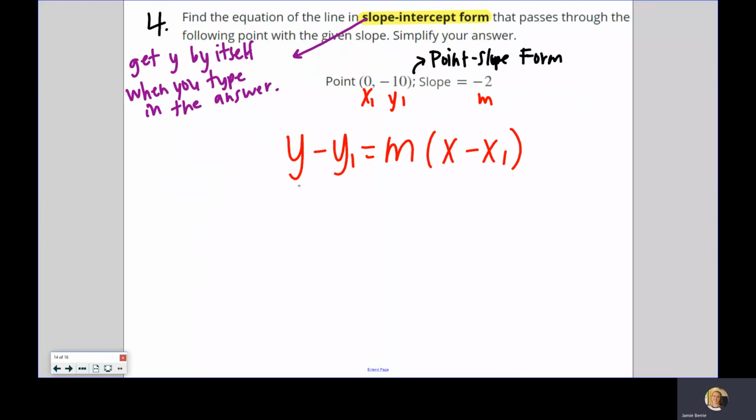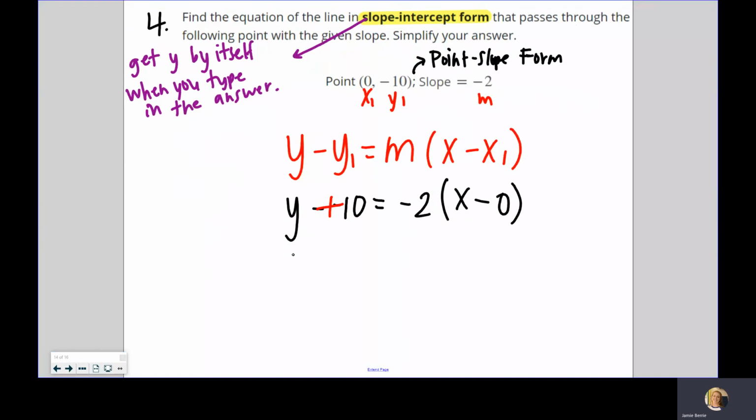Now all we need to do is plug that in. Nothing's going in for y, so you just rewrite y. Y minus y1 is -10. M is -2, parentheses, x minus x1 is 0. All right, hard part's done. Last thing we need to do is just get y by itself. Negative and a negative, double negative, we know that makes a positive. Let's make that into a positive.